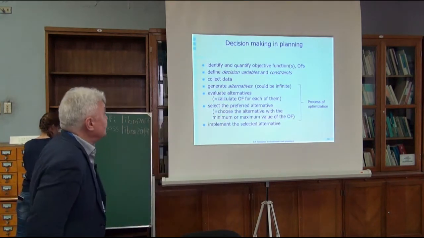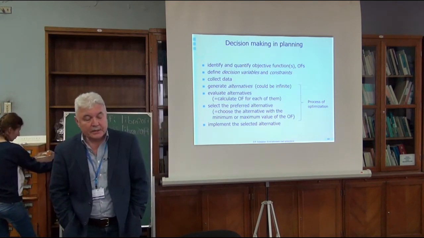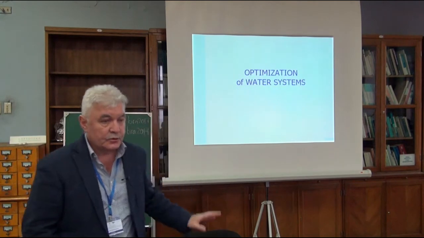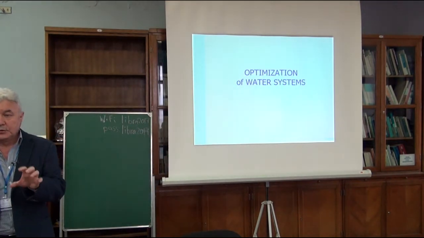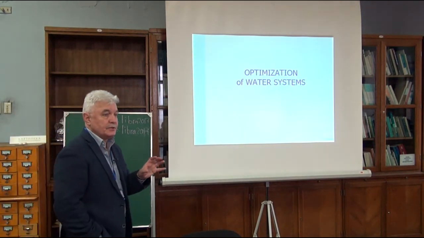Now, let's move to something else. And something else is optimization of water systems. So the first example was simple. It's an optimization of a model. So we're optimizing the model. Optimal model means it's a best model.